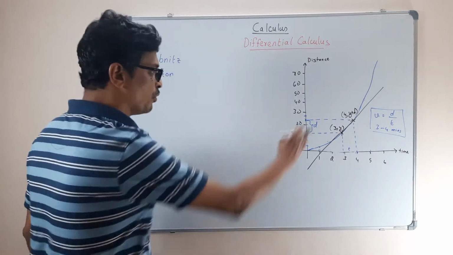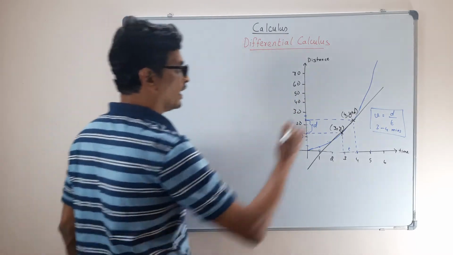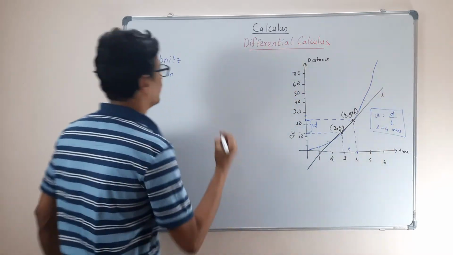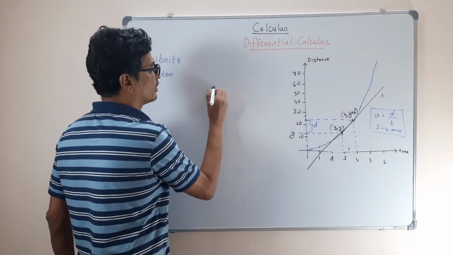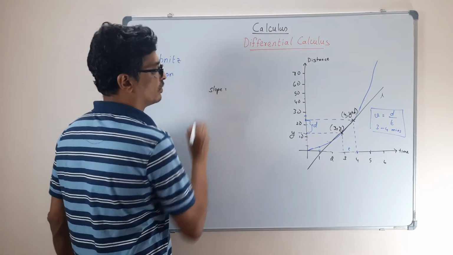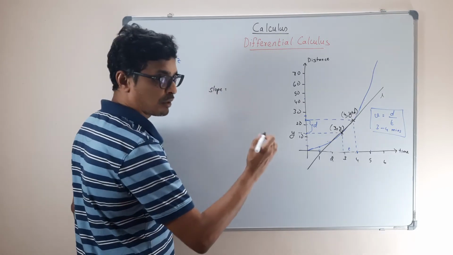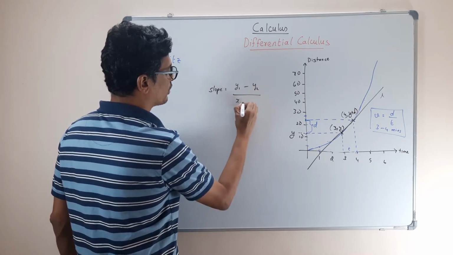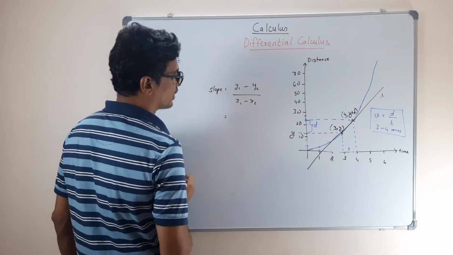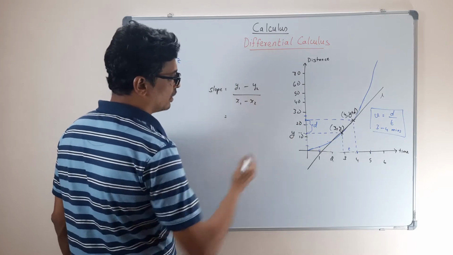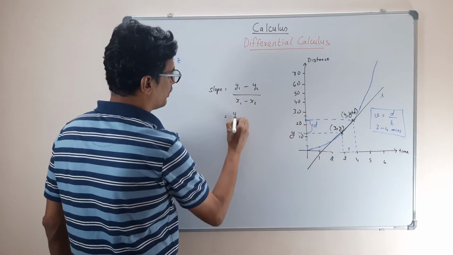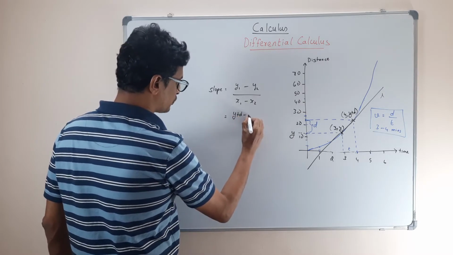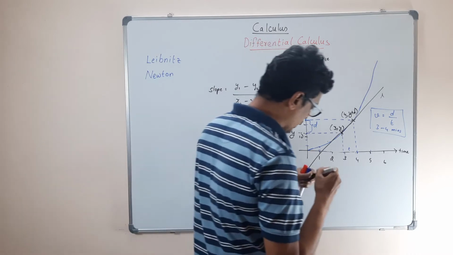Now tell me, what is the slope of this line? Let me call this line L. Tell me what is the slope of this line. Slope is y1 minus y2 divided by x1 minus x2. That's what you studied in a maths class, right? So what is y1? Y plus d, minus Y.